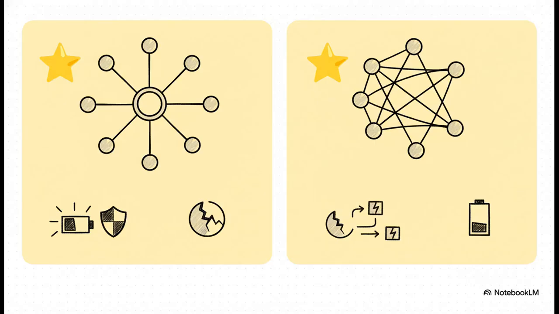So, as you can probably guess, this leads to some major trade-offs. A star network is super power efficient and pretty secure, but it has one critical weakness. If that central hub fails, the entire network goes down. Ouch. A mesh network, on the other hand, is way more robust. It can self-heal by just finding a new path for a message. But all of that hopping and relaying eats up more power. So you see, there's no single best answer. It always depends on what you need it to do.